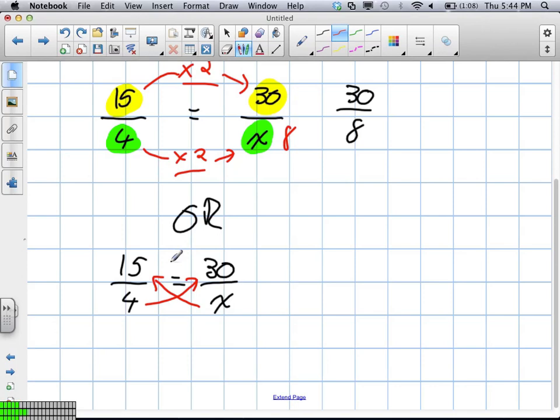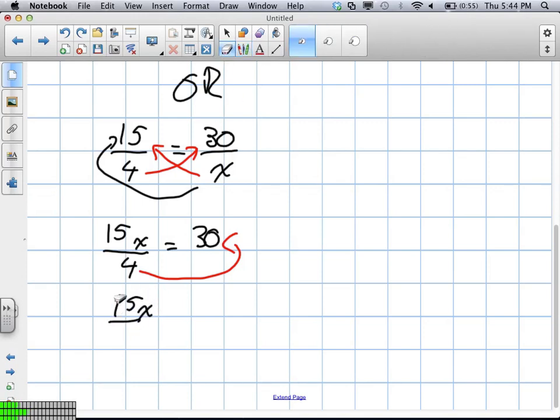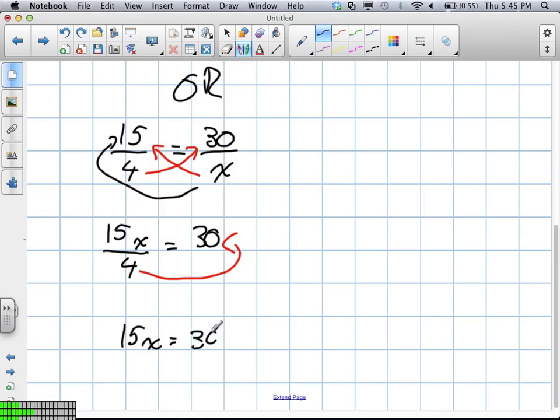What we're going to do is only move one at a time. So I'm going to move the x over up to the 15. So 15 times x over 4 is equal to 30. I move the x out of the way, so it's gone. And now the next one I'm going to move is the 4, up to the 30. So I have 15x, sorry, I wrote that wrong. The 4 will now be gone because we moved it over. 15x is equal to 30 times 4.